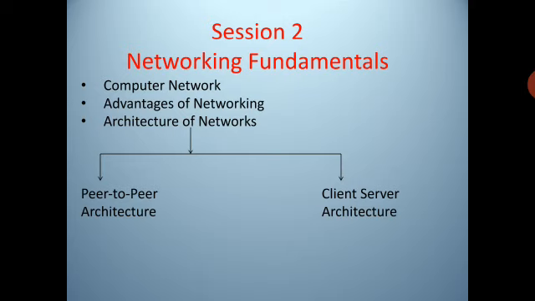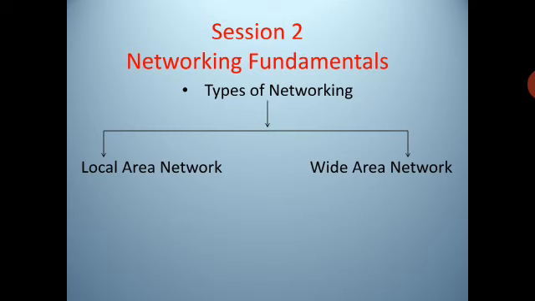Now next topic is types of networking. There are two major types of networkings. These are local area network and wide area network. Local area network. It is a type of network which connects computers and devices in a limited area such as school, building, university campus.